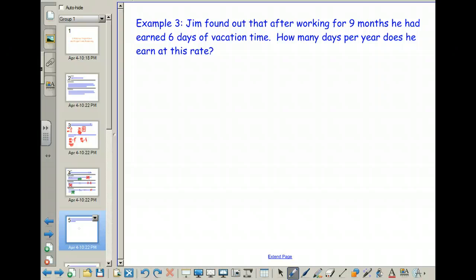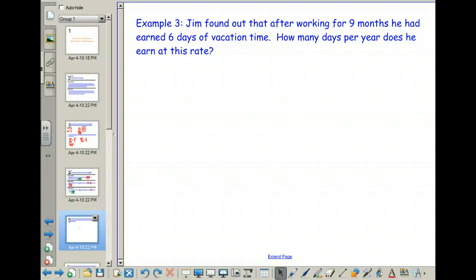All right, so we've got Jim. Jim found out that after working for 9 months, he had earned 6 days of vacation time. How many days per year does he earn at this rate? And in this section, everything we're going to set is going to be in proportion form. So now you don't get to choose what form you're working with. You're going to start working with proportions, and they're going to work really nicely.